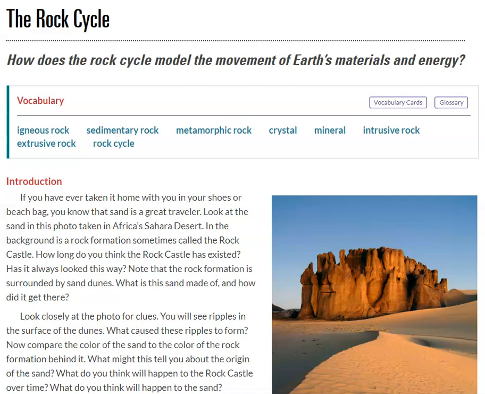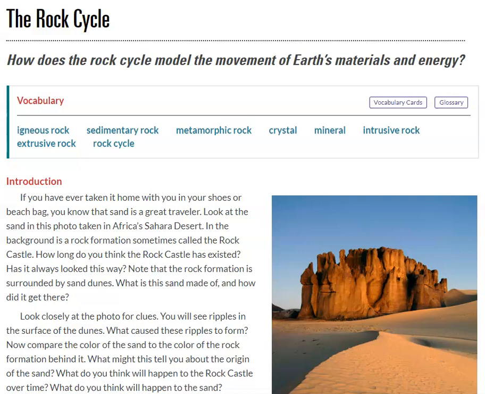Note that the rock formation is surrounded by sand dunes. What is this sand made of, and how did it get there? Look closely at the photo for clues. You will see ripples in the surface of the dunes. What caused these ripples to form? Now compare the color of the sand to the color of the rock formation behind it. What might this tell you about the origin of the sand?